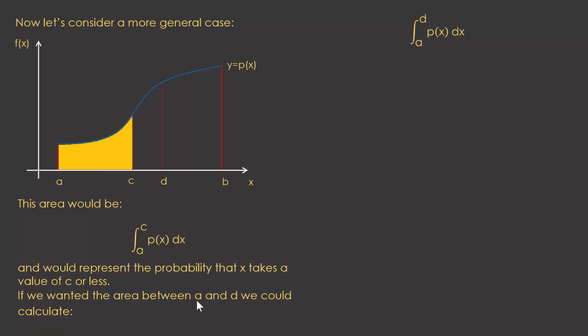If we wanted the area between a and d, we could calculate this, which would be the probability that x takes a value of d or less. Remember, with cumulative probability, we're talking about the amount of probability up to a given point, or from this point backwards.